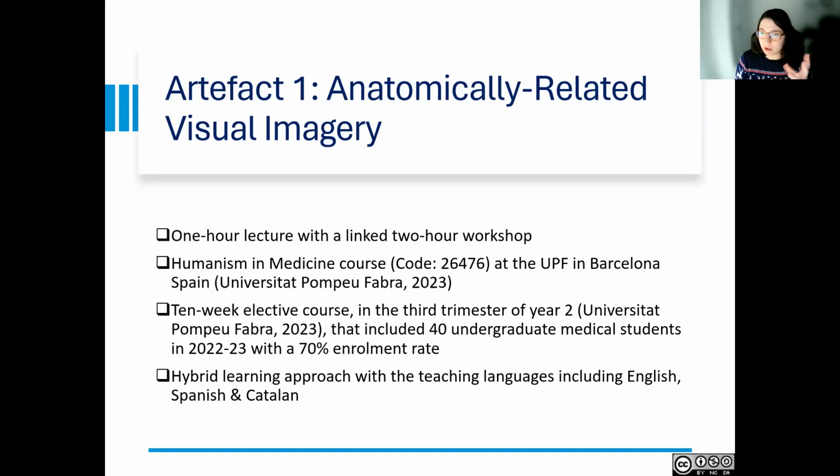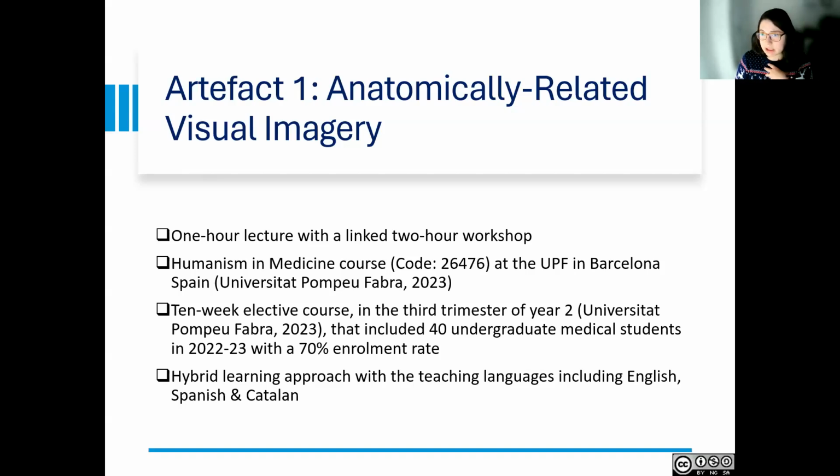A little bit of context about the course, so that we can appreciate this particular artifact more: this is an elective medical course. It takes 10 weeks to complete, and it takes place in the 3rd trimester of year 2. This year, it included 40 undergraduate medical students with a 70% enrollment rate in this particular course. The approach for this course is a hybrid learning style, including both physical, on-campus modes, but also online.